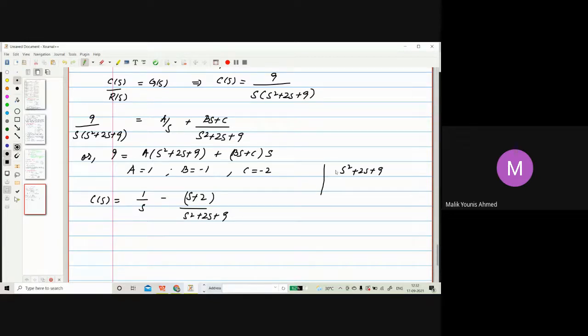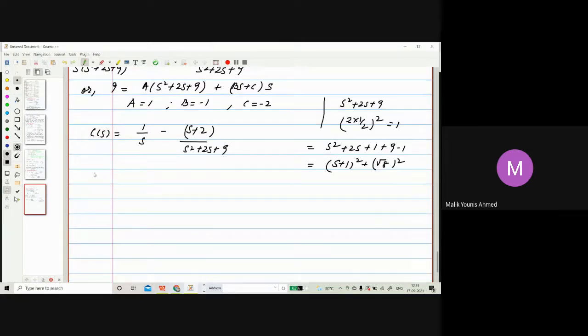Make the coefficient of s² positive 1. Take the coefficient of s, half it and square it, add it and subtract it. So s²+2s, half of 2 squared is 1, so that will be plus 1 here, plus 9 minus 1. So this we can write as (s+1) whole square. And 9 minus 1 is 8. 8 can be written as (√8)². So simple manipulations I will do here.